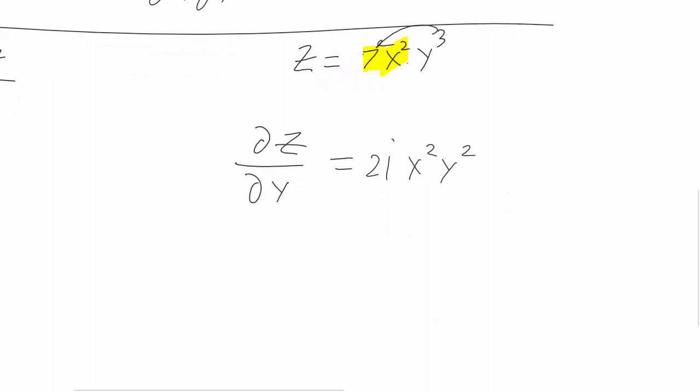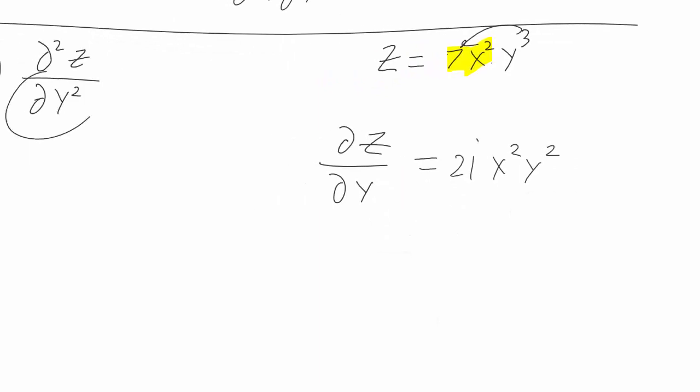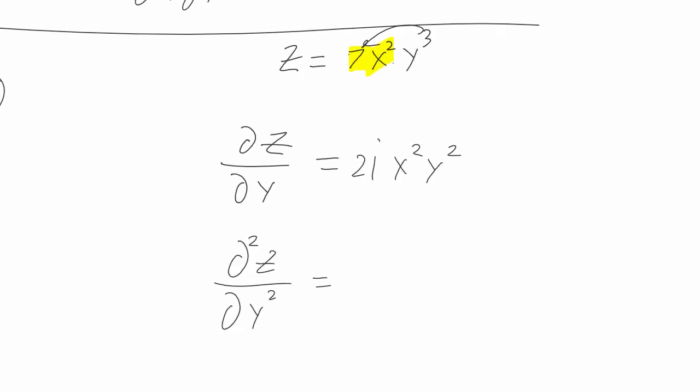Now, to get our second derivative, because we want the second derivative with respect to y, we're going to just do it again. So it's going to be the second derivative of our function with respect to y 2 times. Once again, the 21 and the x squared are constants, so they just stay there. The 2 comes out to the front, making it 42x squared y.